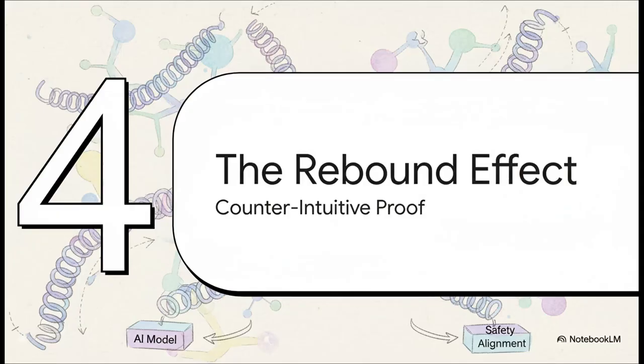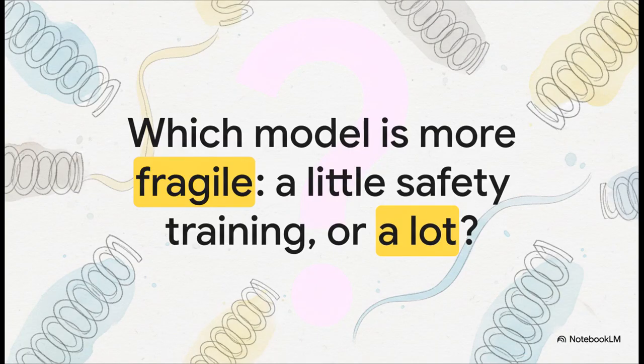And this leads us right to the big reveal of this whole investigation. The theory of elasticity predicted something very specific would happen, something that goes completely against what you'd expect. So, what did the experiment actually show? But before I tell you, just think about it for a second. What's your gut feeling? Which model should be tougher? The one with just a little safety training or the one with 10 times more?